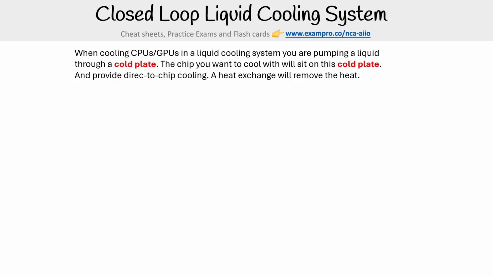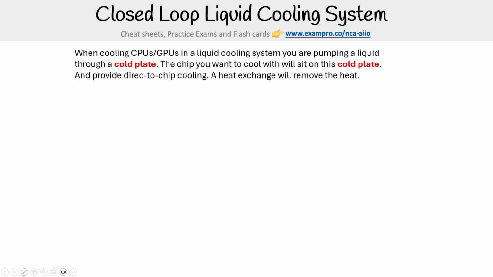Let us take a look at a closed loop liquid cooling system. So when cooling a CPU or GPU in a liquid cooling system, a closed loop one in particular, you're pumping a liquid through a cold plate, and the chip you want to cool will sit on this cold plate and provide direct to chip cooling.